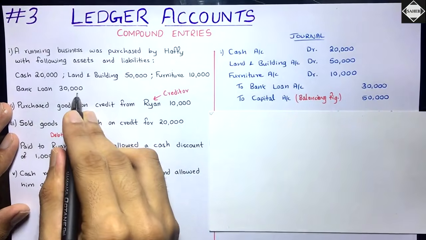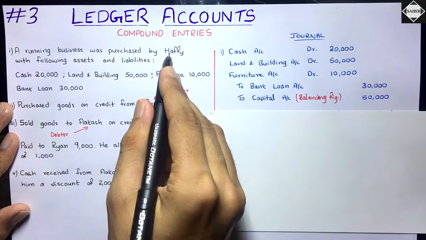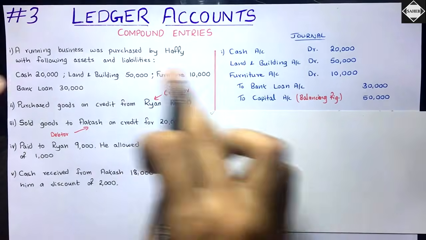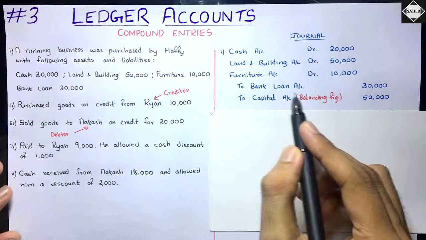That bank loan is also increasing. It was not there before in Hafi's books. Hafi has purchased the business, and all of these things are increasing. You have to record them. So, to bank loan account 30,000.